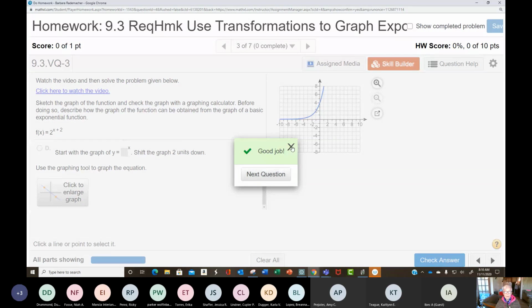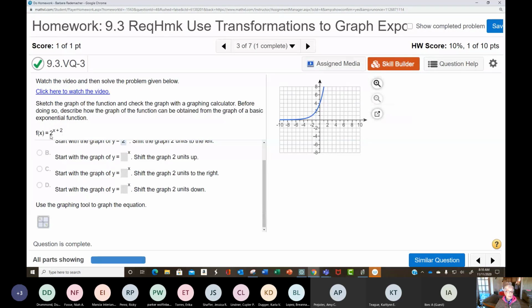Okay, now here was our function. I don't want to move to the next problem yet. 2 to the x plus 2. So the basic function again is 2 to the x. And what we did was we shifted 2 to the left. When you take x plus 2, set it equal to 0, you have to subtract 2 from both sides, so you'll get x equals negative 2. That's what shows you the direction you're going to go in. Okay, let's go to the next problem.